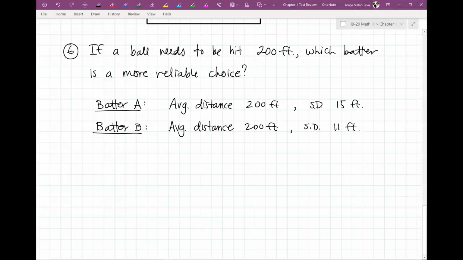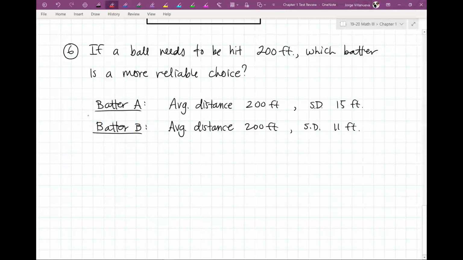Batter B. Why? Yeah, the standard deviation is smaller, which means that most likely if he misses, he might go to 211 feet, or maybe he might go to 189 feet, but the other guy might end up at 215 or 185. Now, it doesn't mean for sure batter B is going to get closer, but if you're going to bet money, then you want to choose the one that has the smaller range, right? So smaller deviation is going to be batter B. So this is going to be our answer right there, batter B.